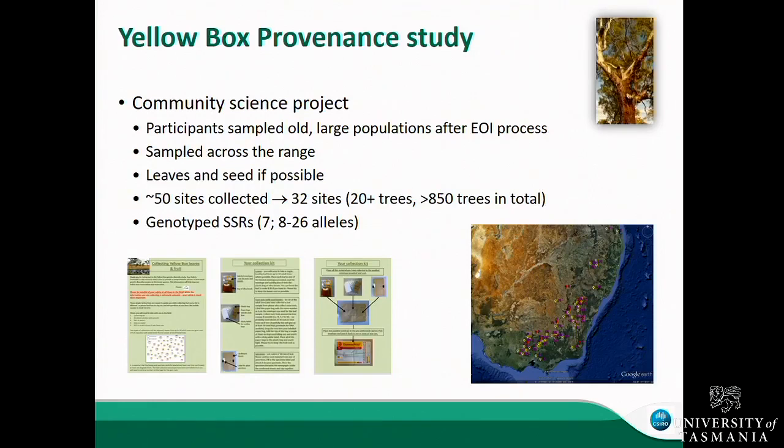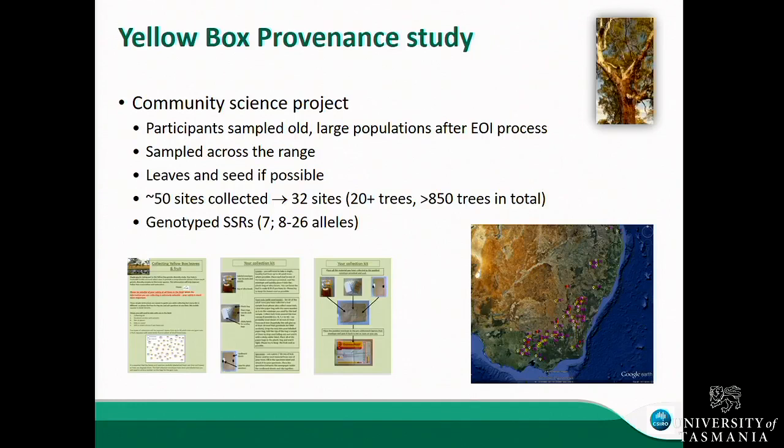But basically we managed to put out an EOI. We had more than 50 people respond. We got more than 50 sites collected, but in this study we took it down to 32 because we could consistently get more than 20 trees, and overall across the whole distribution we ended up with 850 trees in total. We also had some from WA because the EOI went national, and we had someone from near where I come from in WA put their hand up and say, I've had them growing on my property for 15 years. So we sent out a collecting kit with instructions about how to collect, and we waited for the leaves to come back.